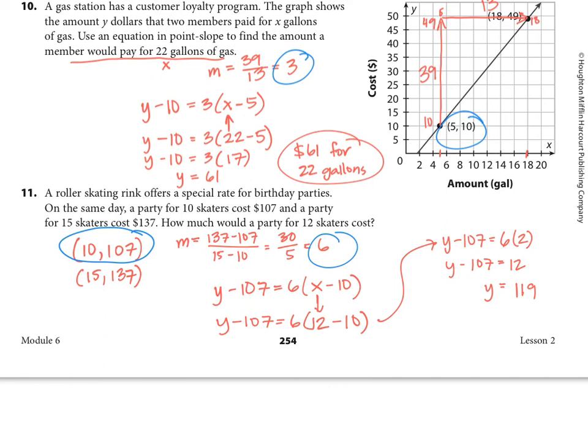So this should make sense because if 10 skaters cost $107, and 15 skaters cost $137, 12 skaters should cost somewhere in between those. And that's what we ended up with, $119. So it seems like a reasonable answer. So finally, I'm going to write this in a phrase: $119 for 12 skaters. And I have now answered the question.